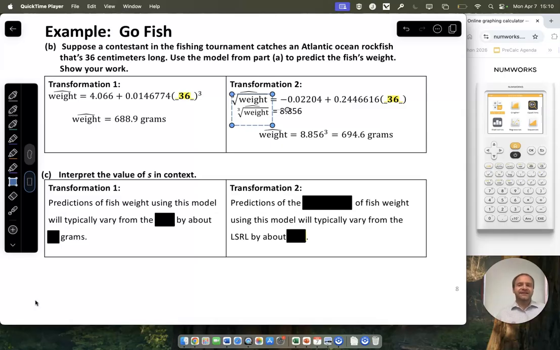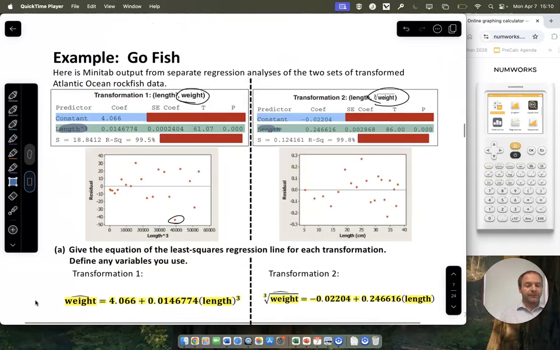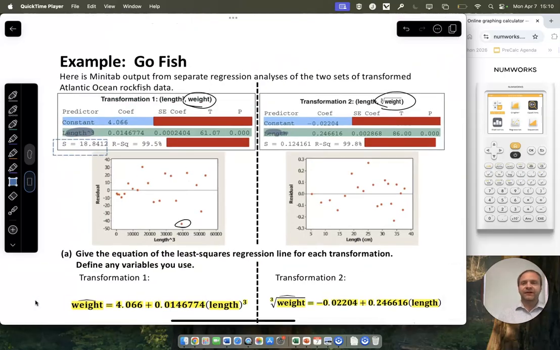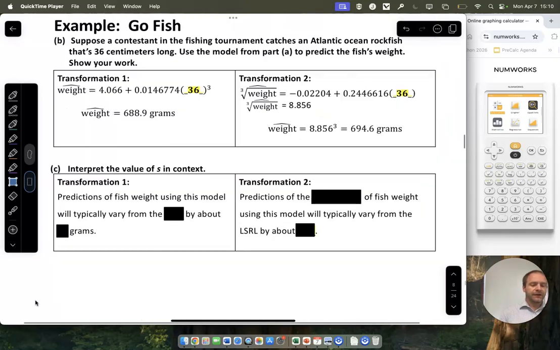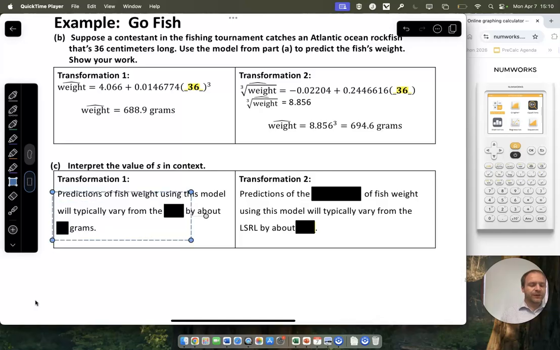Remember, S is the standard deviation of the residuals. So we have the computer output. This one's 18.84 something, and then this is 0.01246. So our predictions of the weight using this model will typically vary from the least squares regression line by about, I'm going to say, 19 grams. Predictions of fish weight using this model will typically vary from the least squares regression line by about 19 grams.